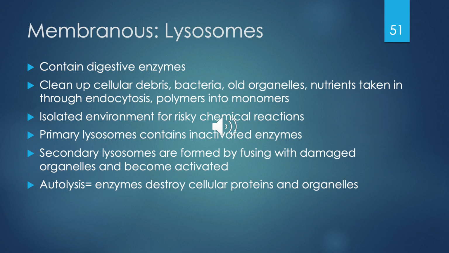There are two different types of lysosomes. There are primary lysosomes that contain inactivated enzymes, and secondary lysosomes are only formed when that primary lysosome meets with a piece of a damaged organelle. Once that happens, it becomes activated and therefore can start digesting its contents.